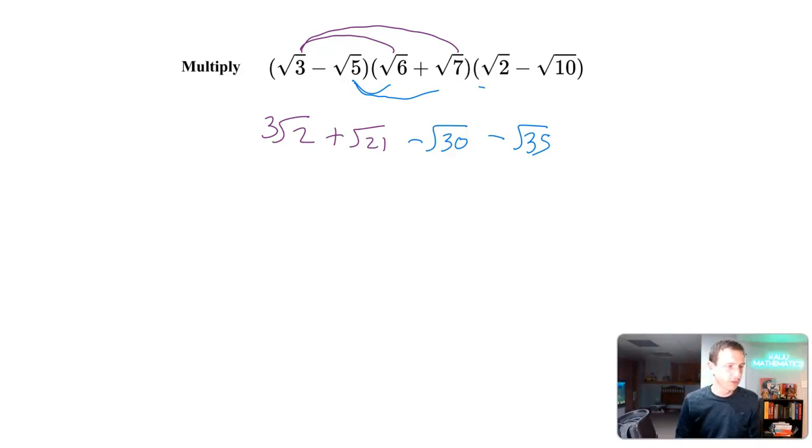So we end up with 3 square root of 2 plus square root of 21 minus square root of 30 minus square root of 35. I do not have any terms that I can combine together. I don't have any cleaning up that can happen. I know that 30 looks like, wow, there's got to be something that pulls out of there, right? Like there's got to be a perfect square. There isn't, because 30 is 6 times 5. 6 is 3 times 2 times 5. Prime, prime, prime.